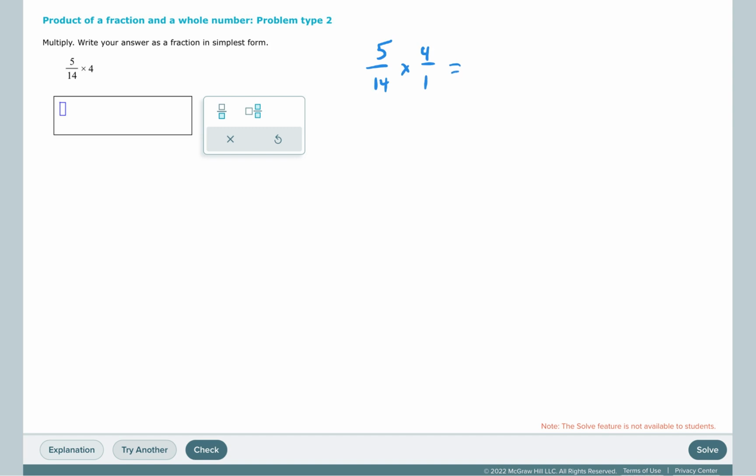Change the whole number to an improper fraction. We have 5 times 4, 14 times 1. We can cross simplify because 4 and 14 both share a common factor of 2. 2 goes into 4 twice, and it goes into 14 7 times. Now when we multiply, we have 5 times 2 is 10, and 7 times 1 is 7. As a mixed number, 10 divided by 7, we have 1 and 3/7.